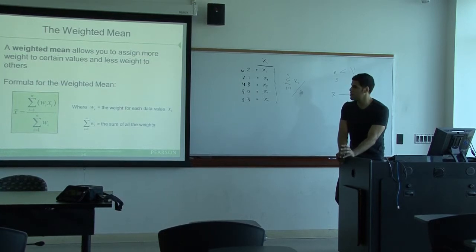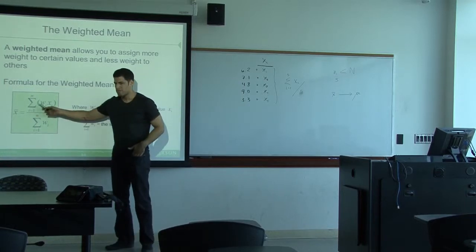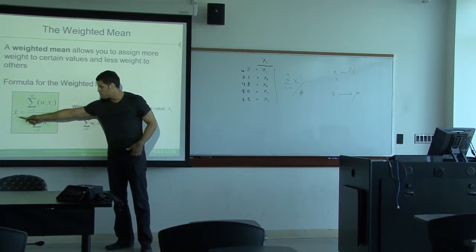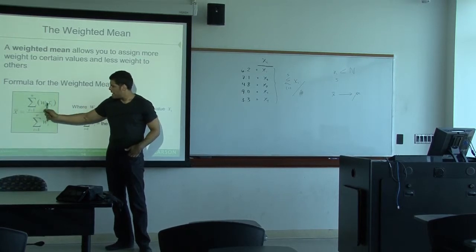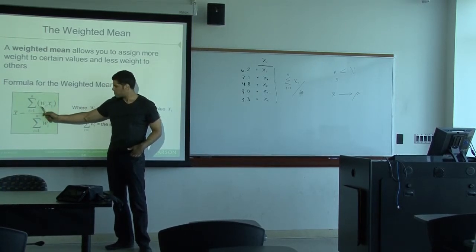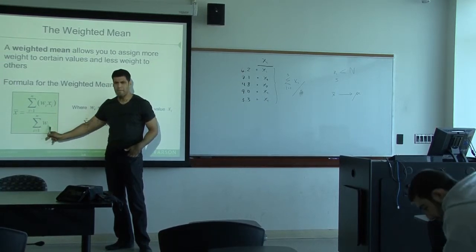So what is this new thing? When you look at the formula, it's actually very similar. We're using sample notation. Do you see that x bar? The formula is similar. What we've added here is this thing called w sub i. And down here, instead of dividing by n, we divide by the sum of the weights.